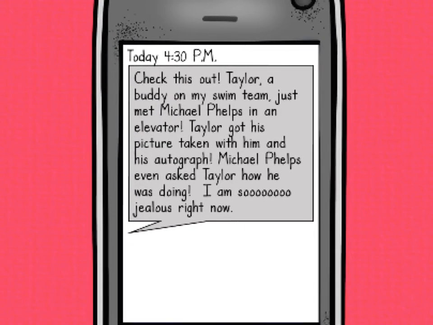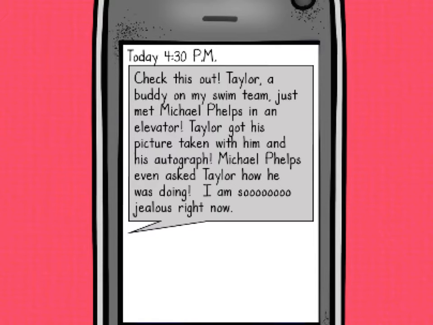Today, 4:30 p.m. Let's think about, is this a first-hand or second-hand account? Check this out. Taylor, a buddy on my swim team, just met Michael Phelps in an elevator. Taylor got his picture taken with him and his autograph. Michael Phelps even asked Taylor how he was doing. I am so jealous right now. Listen for the code word. COVID-19.